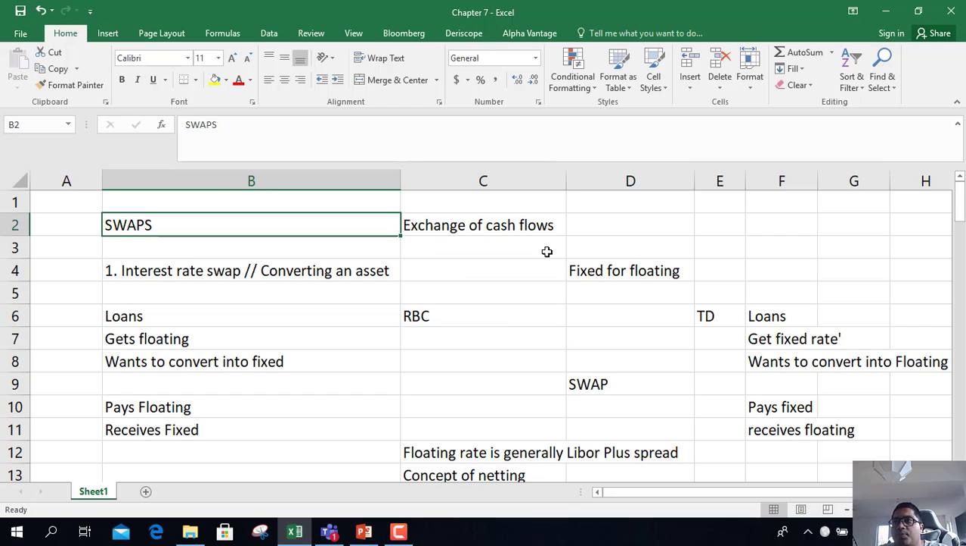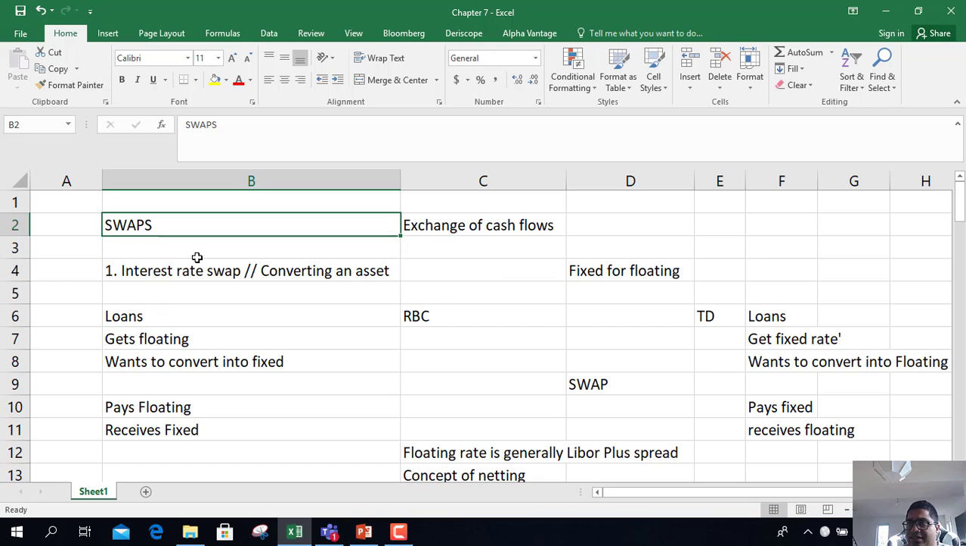So what is a swap? Swap is effectively an exchange of cash flows. So you have some cash flows, you're exchanging them with the other party. So it's an exchange. Swap is an exchange. There are different types of swaps, but the most common swap is an interest rate swap.